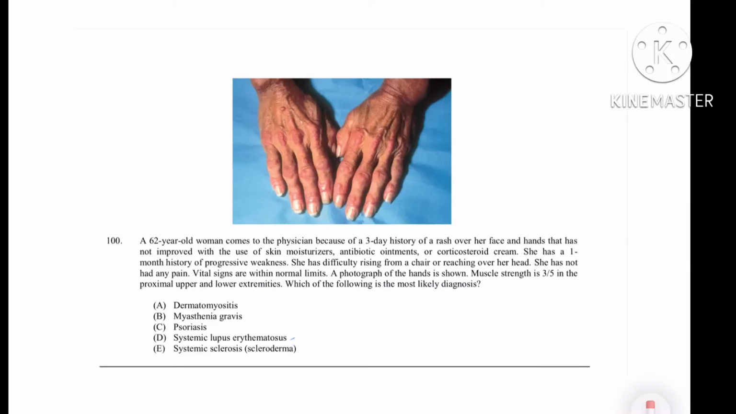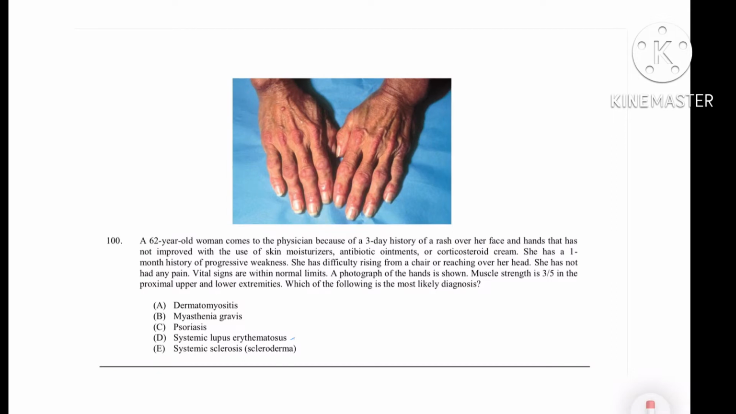To talk about a question from CK2. A 62-year-old woman comes to the physician because of a 3-day history of rash on her face and hands that has not improved with the use of skin moisturizers, antibiotic ointments, or corticosteroid cream.